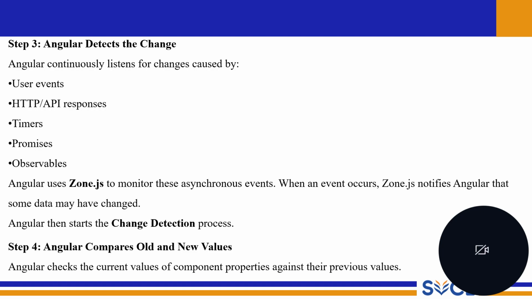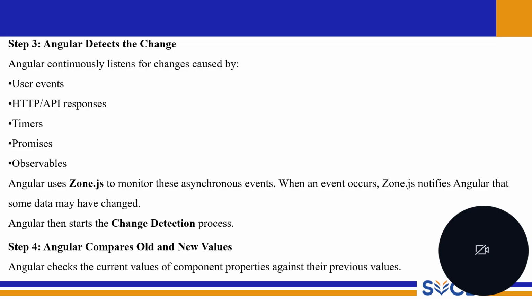In step 3, Angular detects the change. Angular continuously listens for changes caused by user events, HTTP or API responses, timers, promises, and observables. For example, after the customer clicks the add button, Angular detects that the quantity variable has changed from 1 to 2. Angular uses Zone.js to monitor these asynchronous events. Whenever an event occurs, Zone.js notifies Angular that some data may have changed. Angular then starts the change detection process.